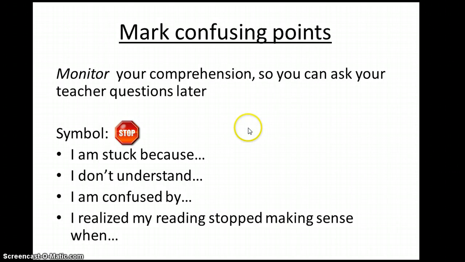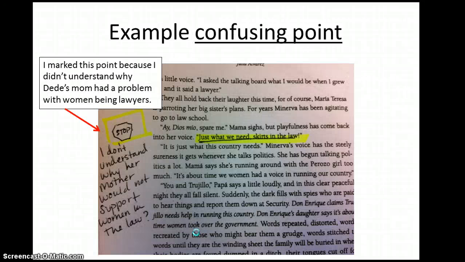The symbol for stopping at confusing points is the stop sign. You can use this as a marker, saying things like, I am stuck because I don't understand, I am confused by this, or I realized my reading stopped making sense when. Here's an example of a place that I got confused when I was reading this part.